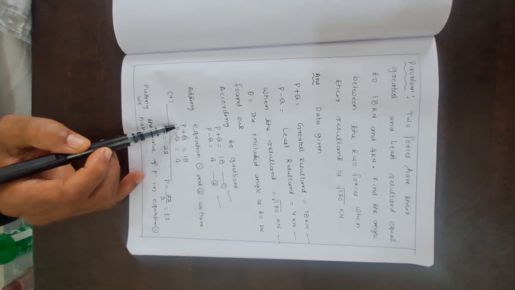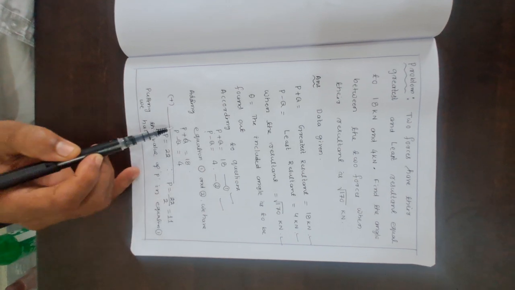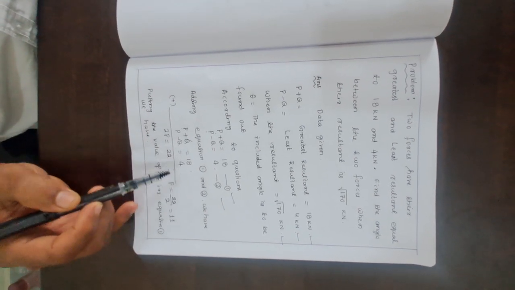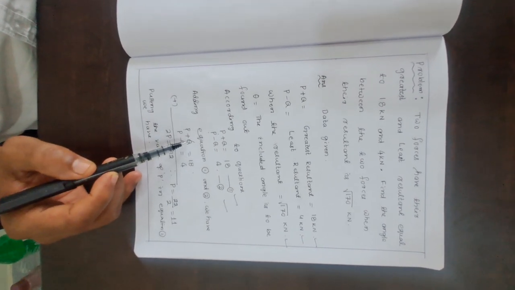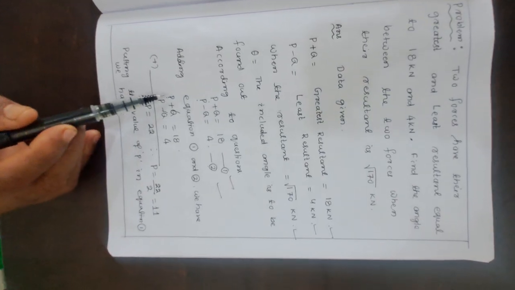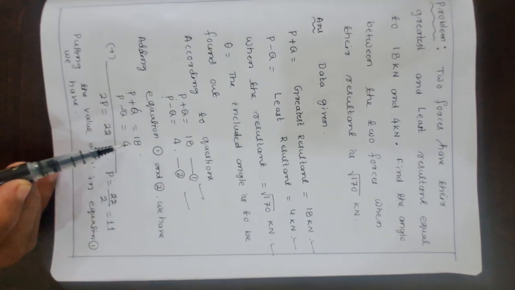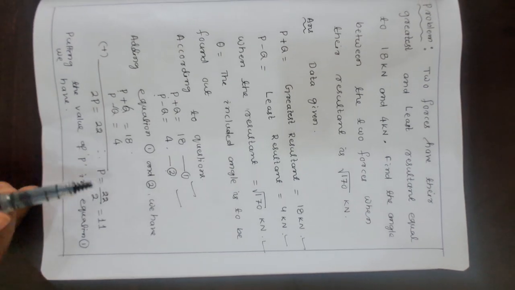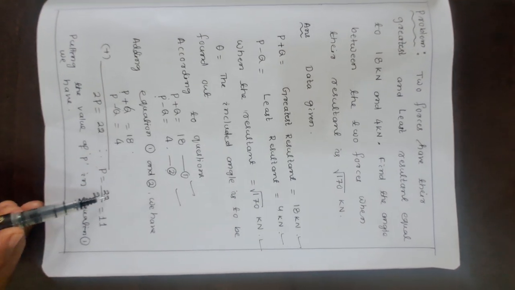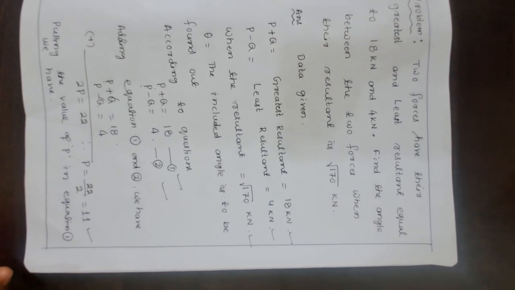Here P plus Q is equal to 18. P minus Q is equal to 4. Here plus Q minus Q cancel. Then P plus P, 2P. 2P is equal to 18 plus 4, 22. Or P is equal to 22 by 2 is equal to 11.